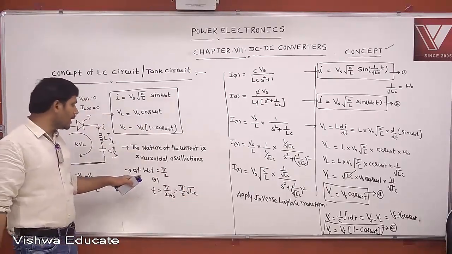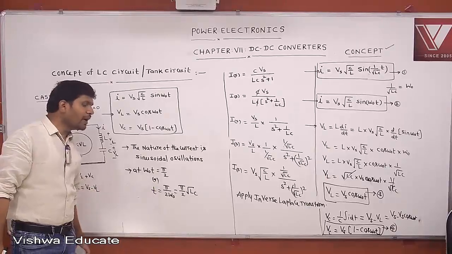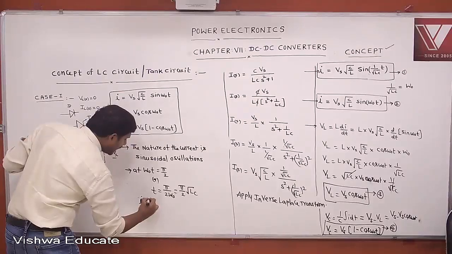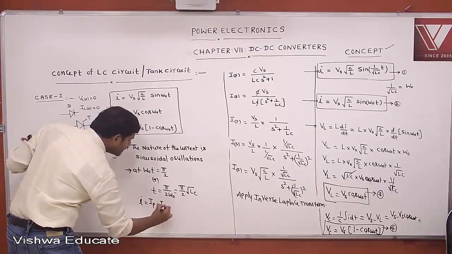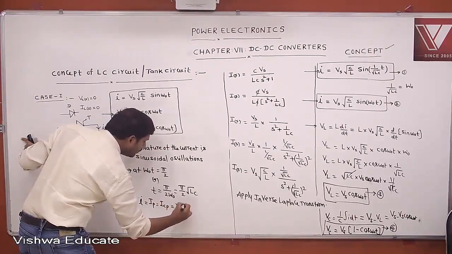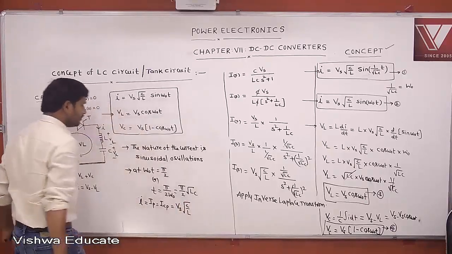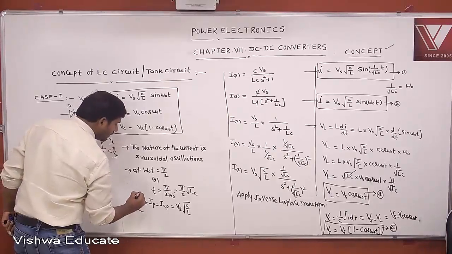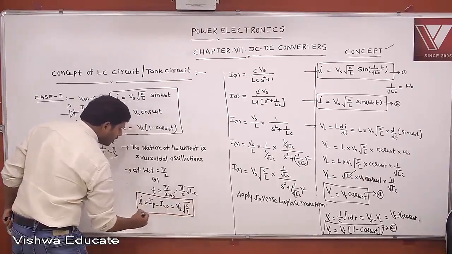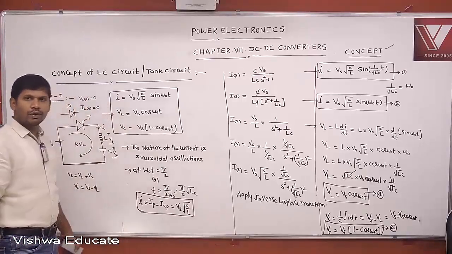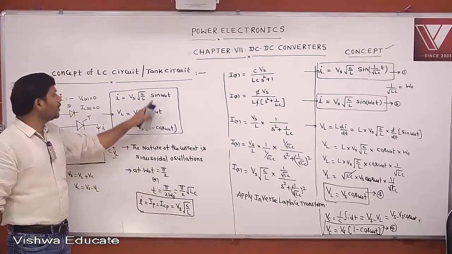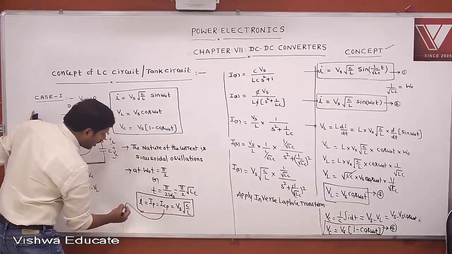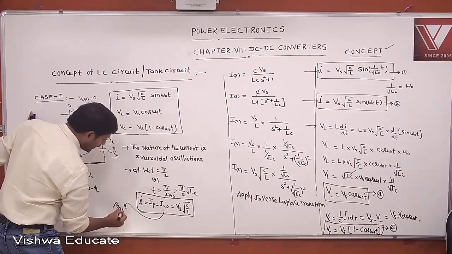At t equal to pi by 2 root LC, I equals IP, also called ICP. What is that value? VS into square root of C by L. This current is the peak current, ICP, that is VS into square root of C by L. Substitute omega naught t equal to pi by 2 here, then you get the peak current. This is called peak current, also called peak commutating current.